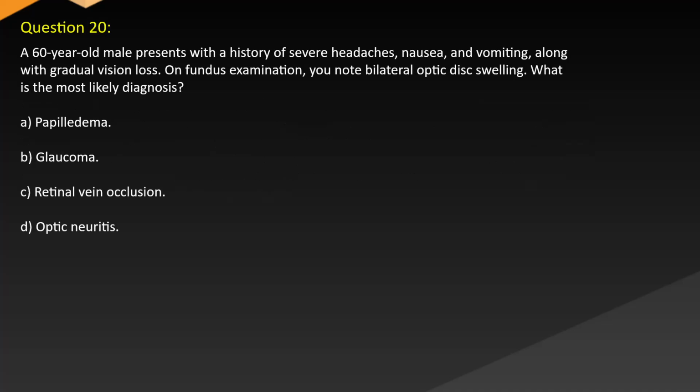Question 20. A 60-year-old male presents with a history of severe headaches, nausea, and vomiting, along with gradual vision loss. On fundus examination, there is bilateral optic disc swelling. What is the most likely diagnosis? A. Papilledema. B. Glaucoma. C. Retinal vein occlusion. D. Optic neuritis.